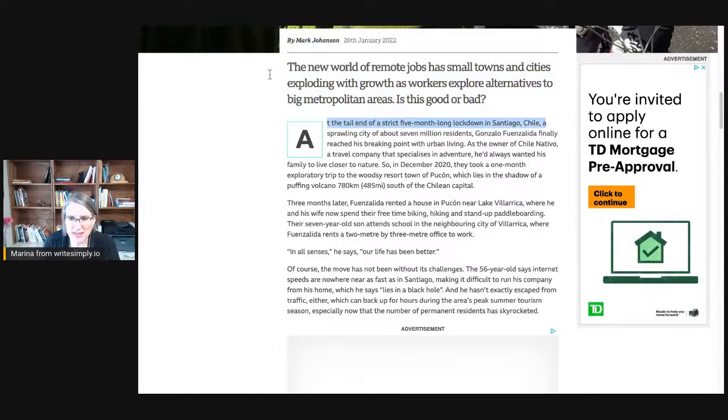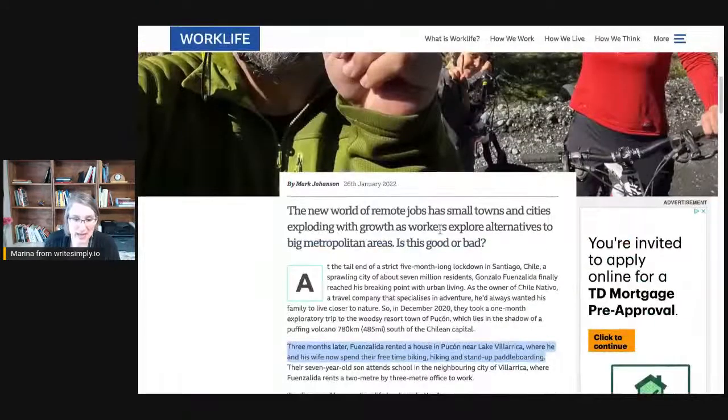So he's talking about this lockdown. He's in Chile and he's the owner of a travel company. 3 months later, he rented a house somewhere else. Now they spend their free time biking, hiking, and stand-up paddleboarding. Okay, so he specifically moved. So that is proof, that is direct experience that is backing up his opinion.